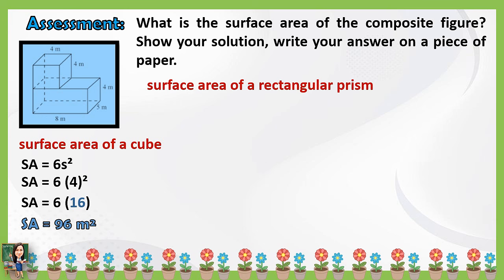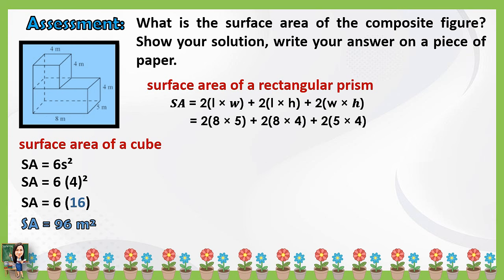Next, surface area of a rectangular prism. So this is the formula. Multiply first the length times width. The length is 8 meters times the width is 5 meters. 8 times 5 equals 40 square meters. Then multiply length times height, which is 8 times 4. The length is 8 and the height is 4. 8 times 4 equals 32 square meters.